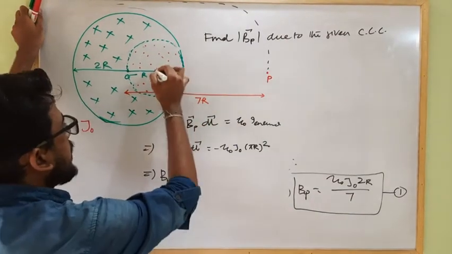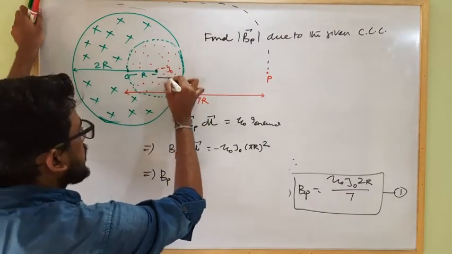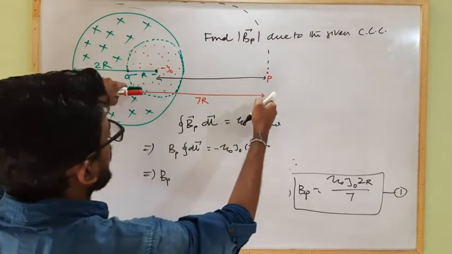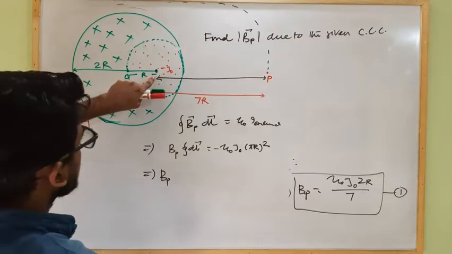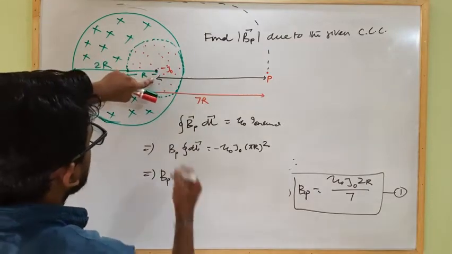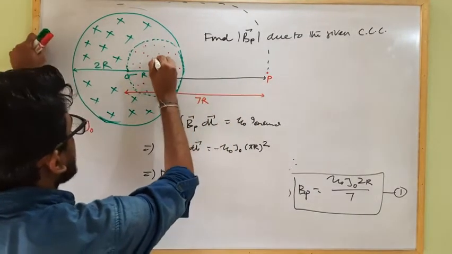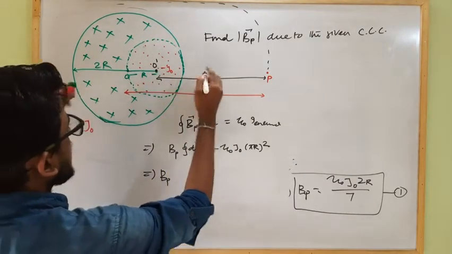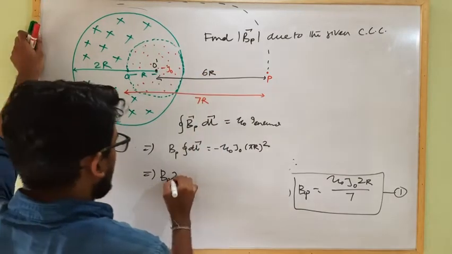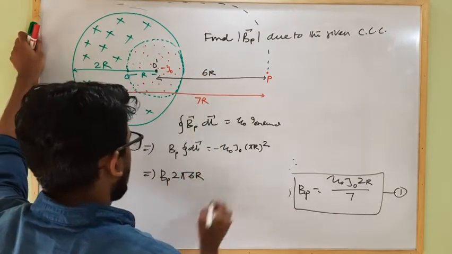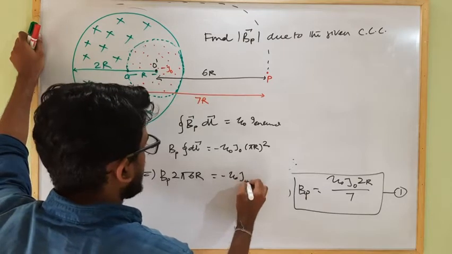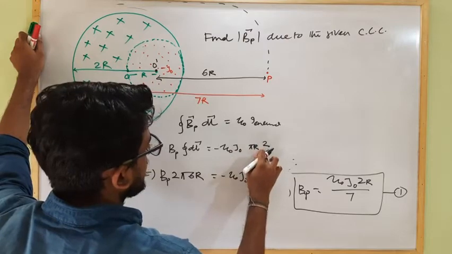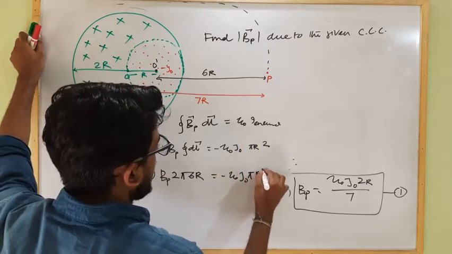What will be dl? Taking this as center, what is the distance from this point to point P? If the total distance from O to P is 7r, then, letting the center of the cavity be O dash, from O dash to P it will be 7r minus r, which is 6r. So it will be 2 pi 6r equal to minus mu naught J naught, sorry, it will be pi r square.